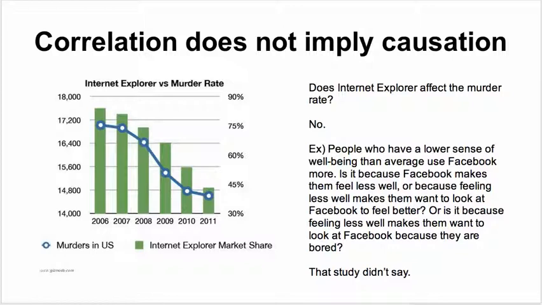Gizmodo put together an article in which they showed a lot of things that correlate that do not imply causation. And here's one on the left: Internet Explorer versus murder rate. As the Internet Explorer market share decreased and other browsers like Safari, Chrome, and Firefox became more prevalent, the murder rate in the US dropped as well. These two things happened at the same time, but it doesn't mean that they caused each other.